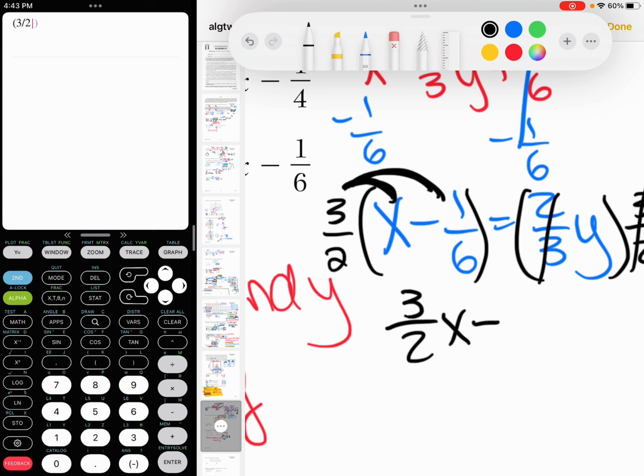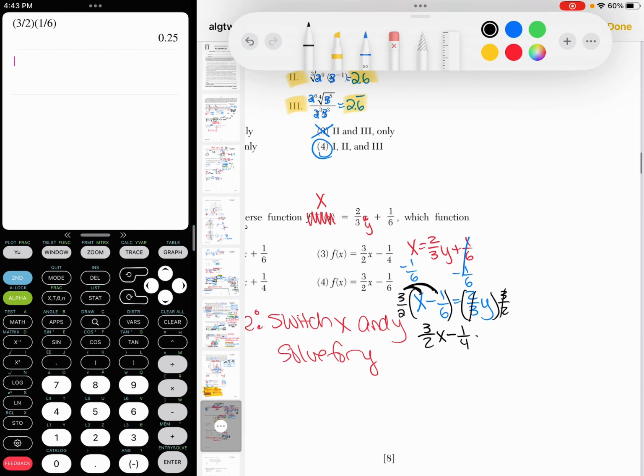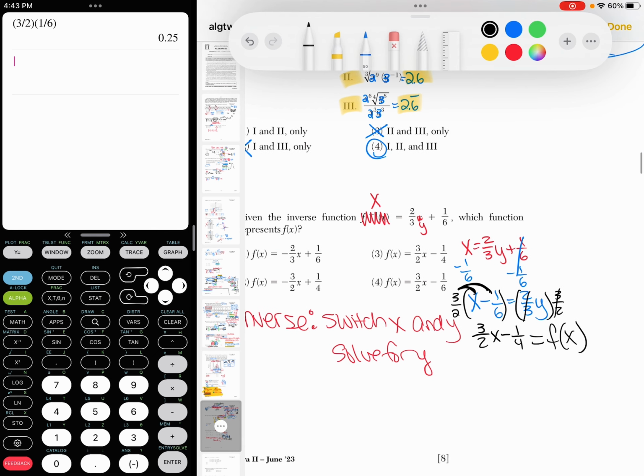Or if you're not good at multiplying fractions together, you got your calculator here for you. You hit math, enter that, you get minus 1/4. And that equals your f of x because it was your original function. So I'm going to look for that answer. Be very careful that you pick the right one. It is choice 3.